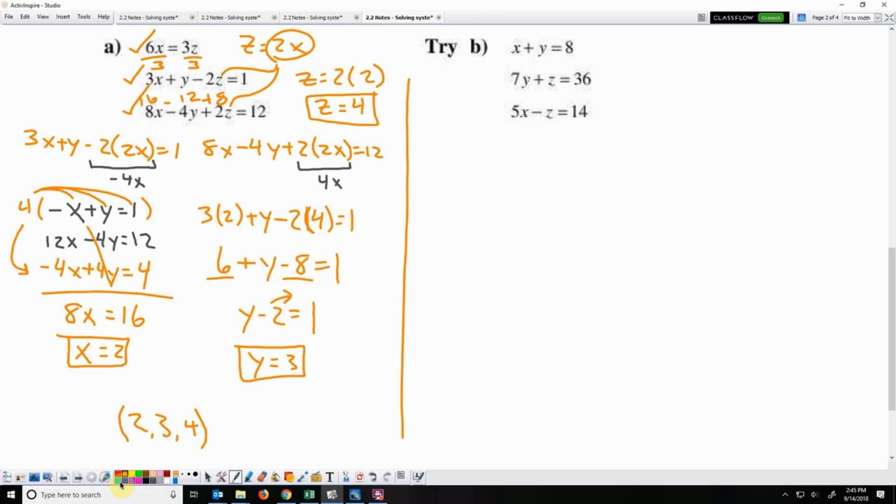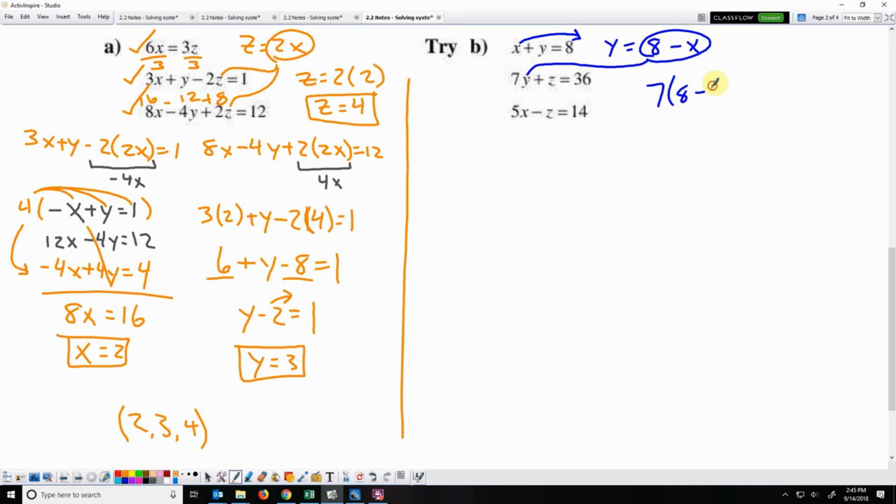Okay, letter B. Again, by substitution, I would say, let's get y by itself. We could get z by itself. We could get x by itself. I'm choosing y. So I'm going to move that x over. Y equals 8 minus x. I'm going to plug that in anytime I see a y, and that is just right there.